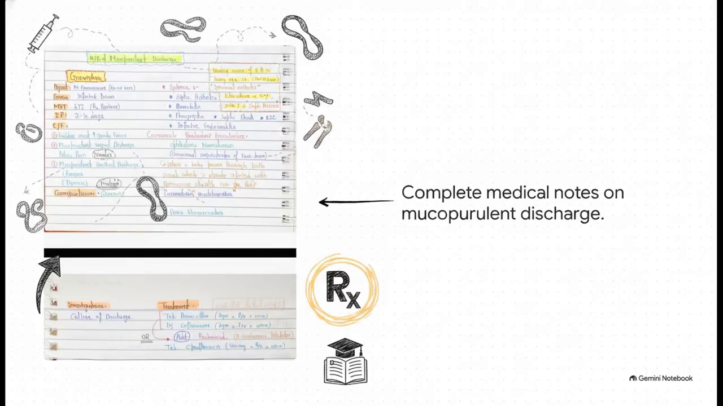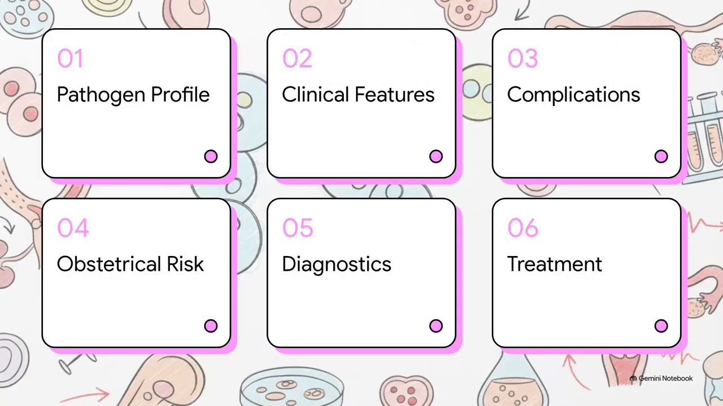Here we have the complete pathogenesis to cure arc for gonorrhea. Instead of getting bogged down by a massive wall of clinical data all at once, we're going to break this whole thing down step by step, from the causative agent to complications and pharmacological treatment. That way you retain exactly what you need to know for your patients. So, here's our roadmap for today. Pathogen profile, clinical features, local and systemic complications, obstetrical risks, diagnostic investigations, and finally, treatment and pharmacological management.